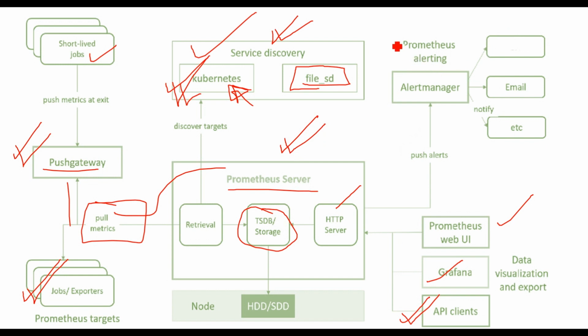Then we have Prometheus alerting. Alerting is another great feature which is built into Prometheus. Although if you are integrating Prometheus with Grafana, you can use Grafana alerting, Prometheus supports alerting too. With the help of Alertmanager, you can send alerts to email, Slack, PagerDuty, etc. Prometheus pushes the alerts to Alertmanager, and Alertmanager triggers notifications to the respective targets.